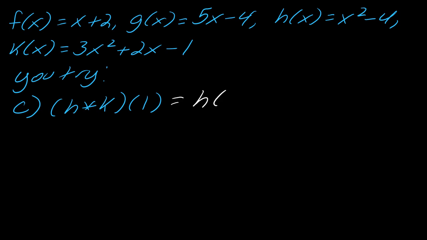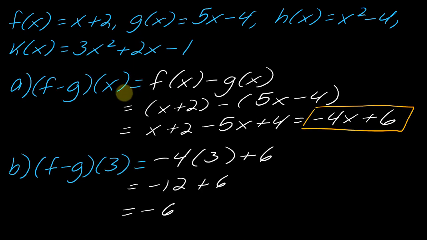This means I take whatever h of 1 is, and then I would multiply that by whatever k of 1 is. So I'd evaluate these two functions separately and basically just multiply out their results. So you have two options when you have numbers put into this. In the case of the last example, I knew what f minus g of x was, so it was faster and easier for me to just plug the 3 in here.